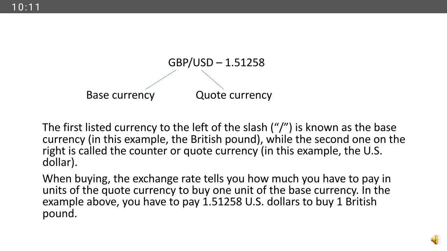So when buying, the exchange rate tells you how much you have to pay in units of the quote currency to buy 1 unit of the base currency. In the example above, you have to pay 1.51258 US dollars to buy 1 British pound. That's what I explained earlier. So you need 1.51258 to get 1 British pound. That's it. Very simple.